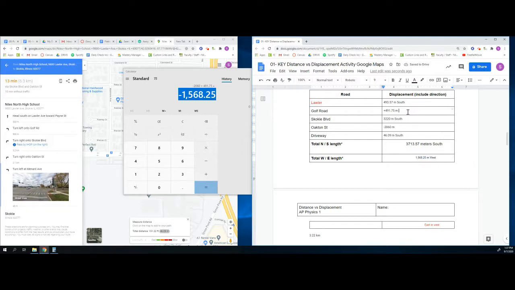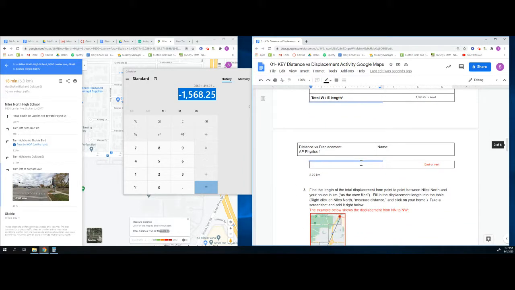And because I want it to say the direction still without the positive and negative, because we don't really want to think about that right now, I'm going to say this was east and this was west. And I'm going to get rid of these negatives and positives. Okay, so these are my values for the north-south length from Niles North to Niles West. And these are my total east-west lengths. Okay, hopefully that made sense to you.